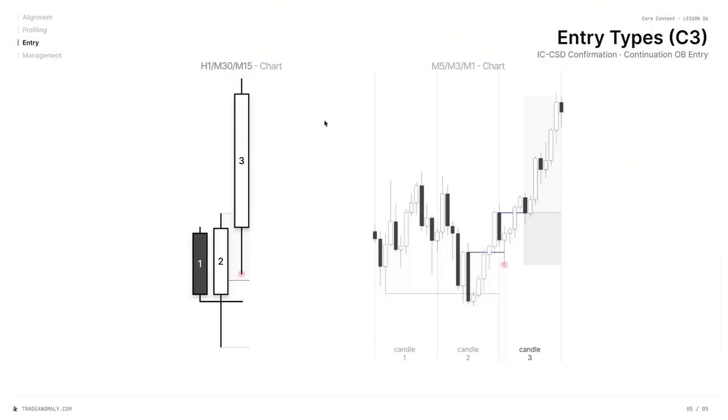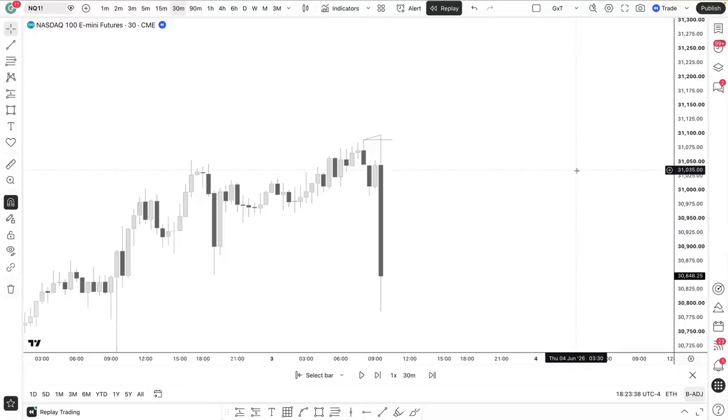Whereas change state delivery, there's more confirmation, but you could get left behind. Now we are going to be covering entry types.